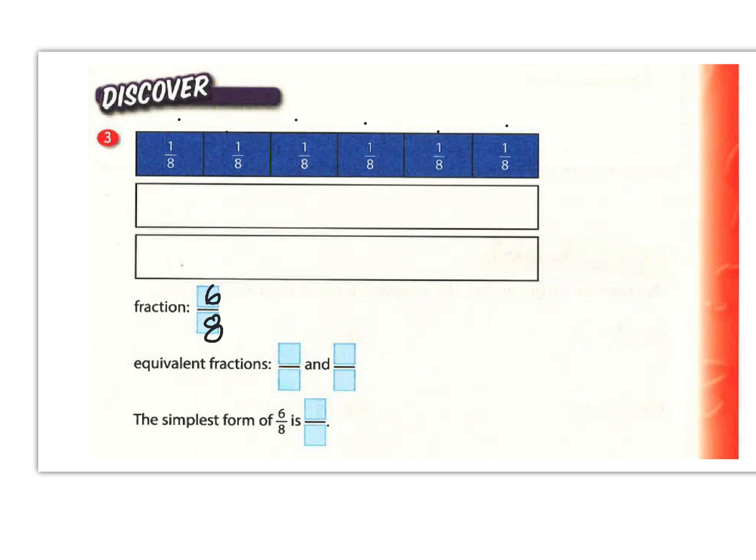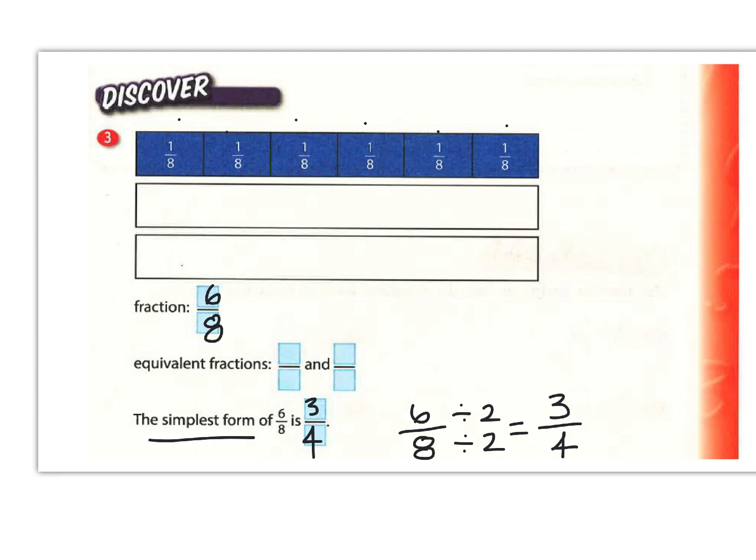So let's actually look at this bottom one, the simplest form. So if you have 6 eighths, we're going to find simplest form, which means we're going to have to divide. We'll divide top and bottom by 2 first and see what we get. 6 divided by 2 is 3. 8 divided by 2 is 4. So here's our simplest form, is 3/4.